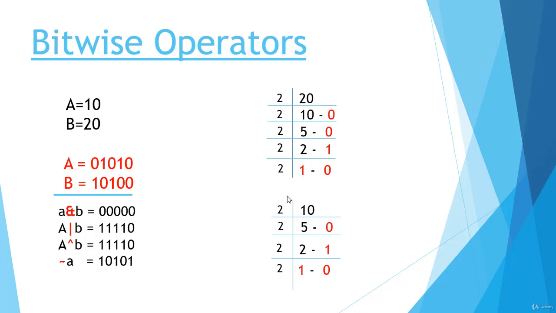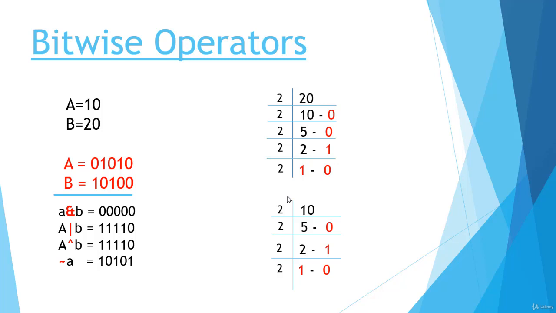And at the last we have negation. What does this negation do? This negation just makes the value opposite to the original value. For example, in A, we have 0, we write 1. We have 1, we write 0. We have 0, we write 1. We have 1, we write 0. We have 0, we write 1. We inverse the value of A. So these are the four bitwise operators for this video.